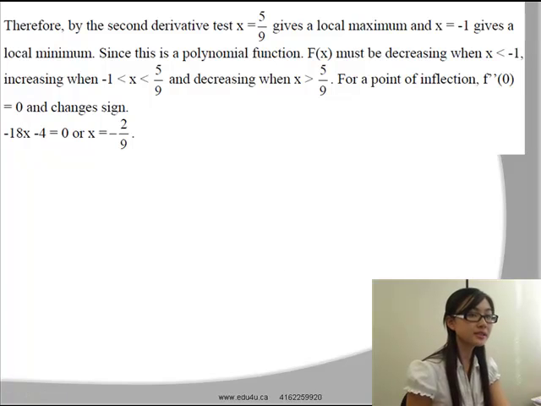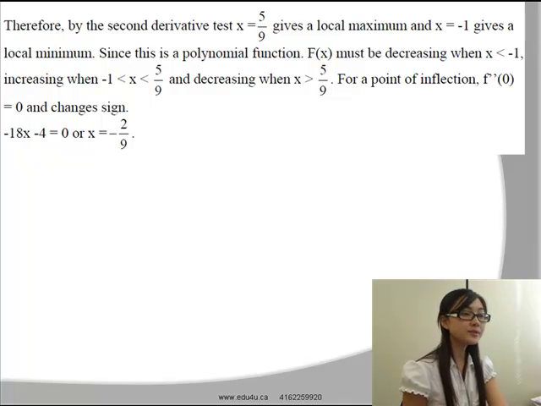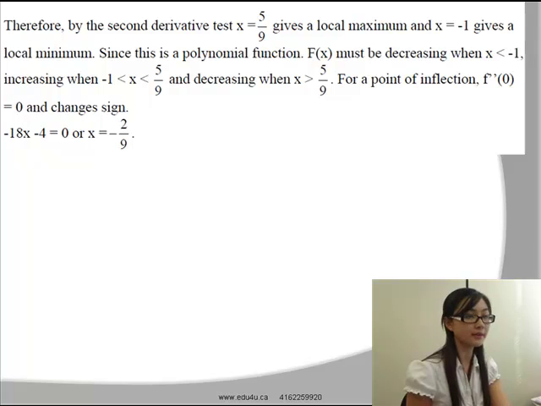Since this is a polynomial function, as I already mentioned, f of x must be decreasing when x is less than negative 1, increasing when x is in between negative 1 and 5 over 9, and decreasing when x is bigger than 5 over 9.